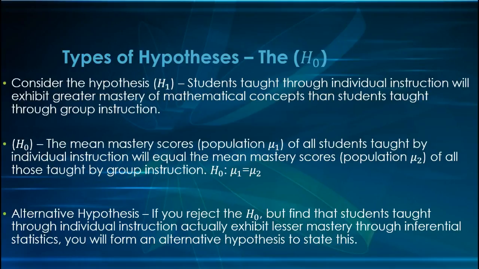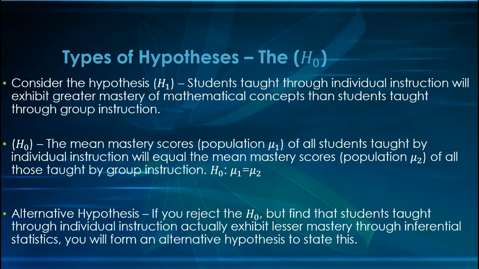And that is the mean mastery scores of the population of the first variable, all students taught by individual instruction, will equal the mean mastery scores of the second variable, which is the group instruction, of all those taught by group instruction. So you can see that can be denoted as H naught: the two mean scores are going to be equal to each other.